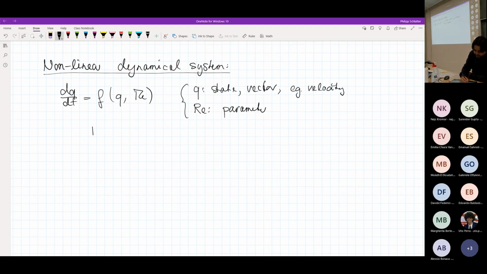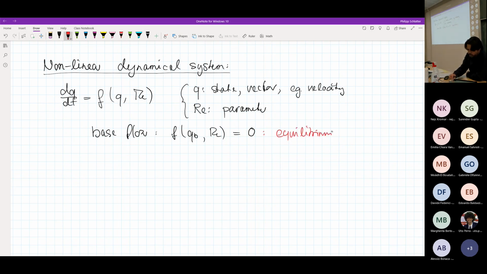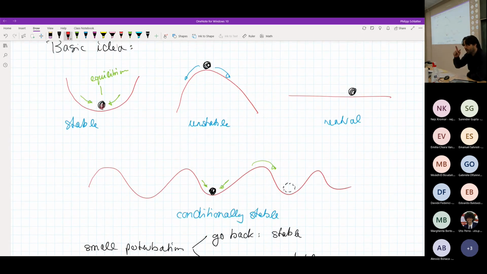So what we can also define here is what we call a base flow or a base state. And that would be the situation when f of this base state, which I can call QB, and a certain Reynolds number is 0. That means that in the base state, there will be no temporal change of the state anymore. That's why it's also called base flow, because it says that dq/dt is 0 in this base state. And we can also say that if we are at a specific Reynolds number in this base state QB, we would be in equilibrium. Of course, that would now kind of mean this point here in the ball.